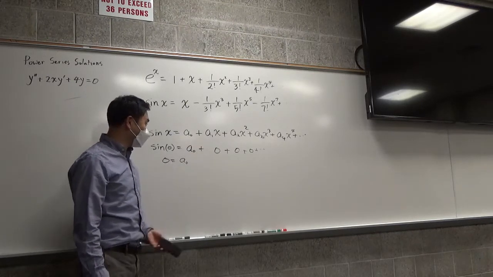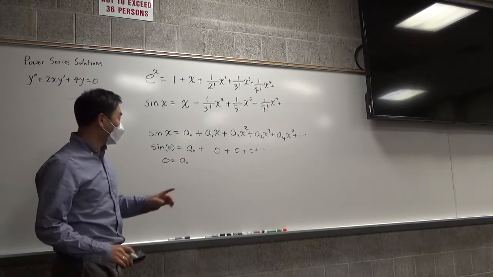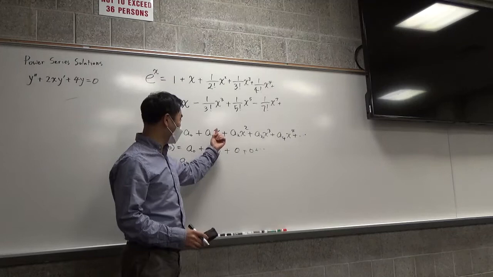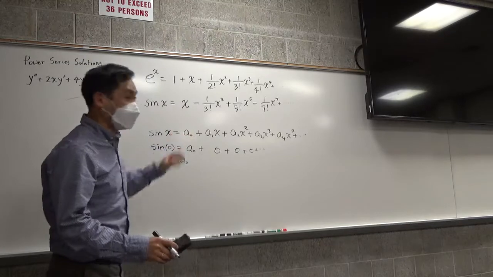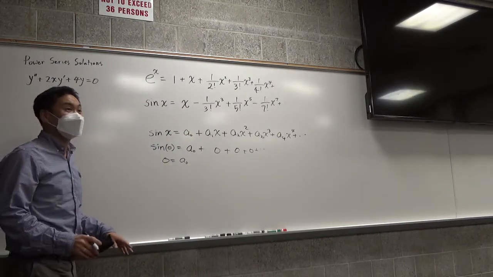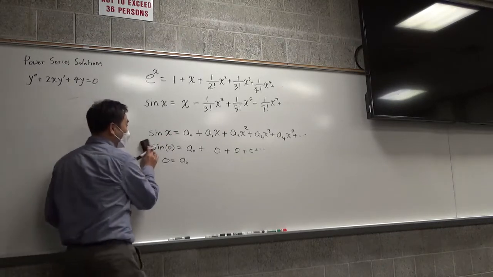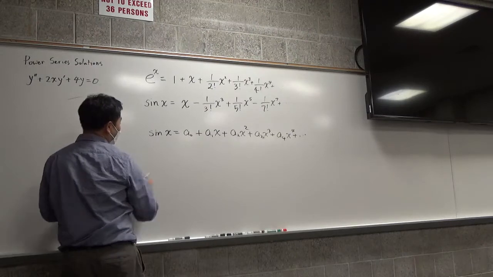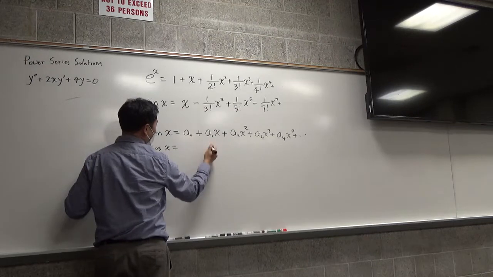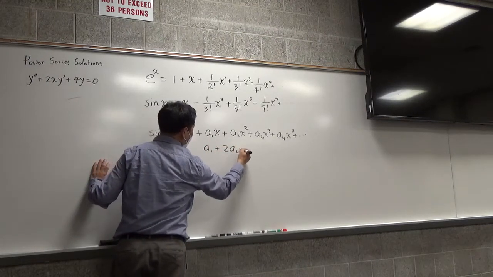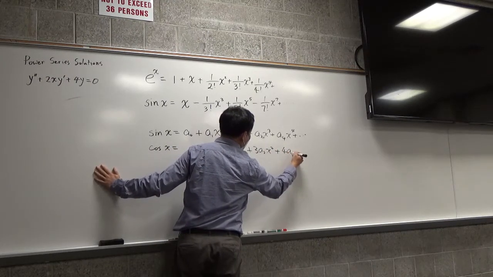Then trying to find a1 is completely different. How would you find a1? Plug in 1? Nice idea, but it doesn't work. Once you plug in 1, all of these survive, and you can't come up with a nice way to get a1 by itself. Derivative? You take the derivative of both sides, and you get cosine of x. That goes away, and you get a1 plus 2a2x plus 3a3x squared plus 4a4x cubed.